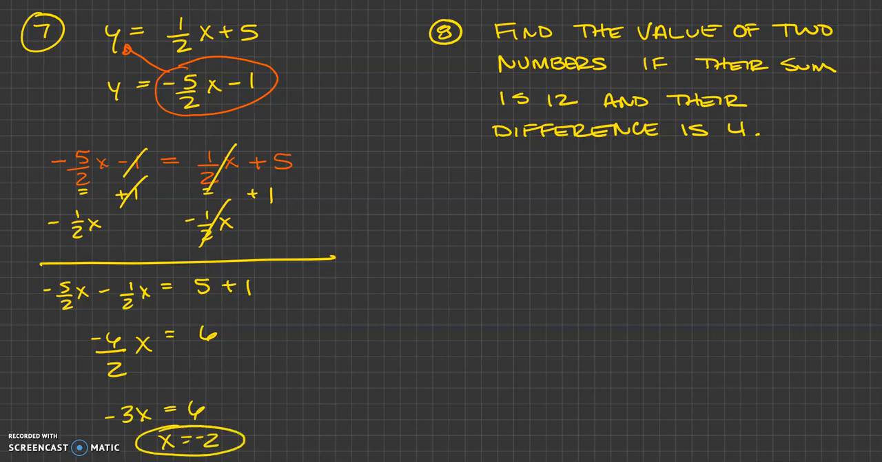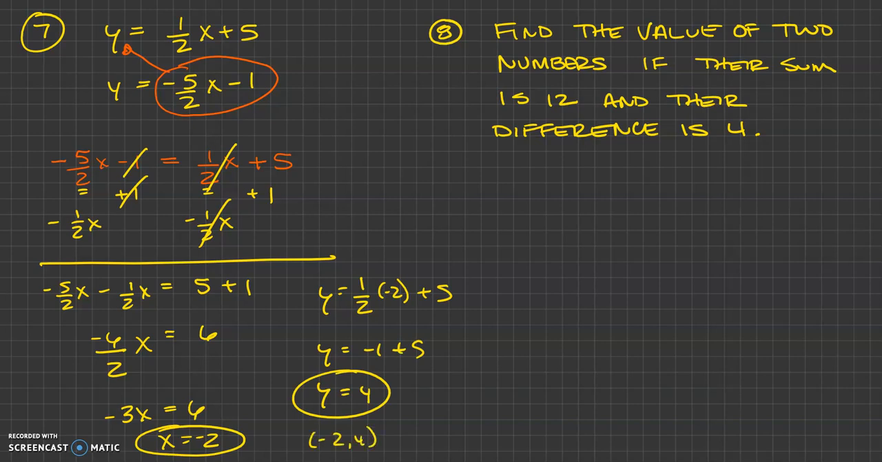-2. All right, so let's go ahead and plug this into one of these equations. Y is equal to, let's do 1/2 of -2. This one would be easier, plus 5. So that's y is equal to -1 plus 5, or y is equal to 4. So the solution to this one is -2 and 4. Let's go ahead and check it.